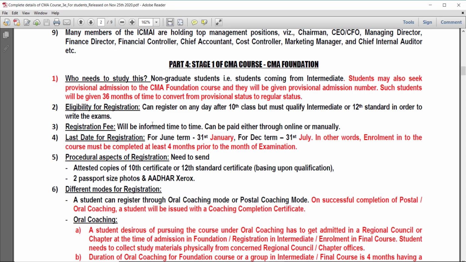So while you are applying for registration, what are all the procedural aspects you need to follow? You have to submit attested copies of 10th class certificate or 12th class standard certificate, as the case may be, based upon your qualification. And along with that attested copies of passing certificates, you have to submit 2 passport size photos and Aadhaar Xerox also.